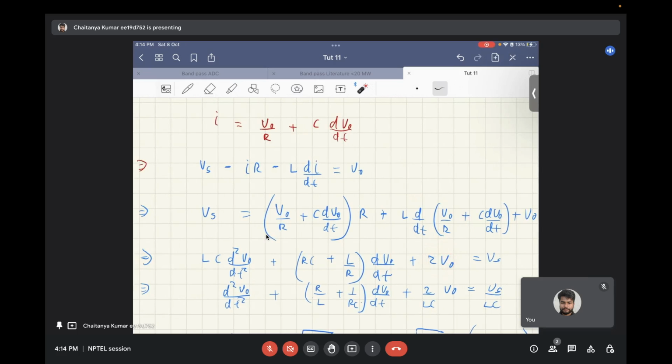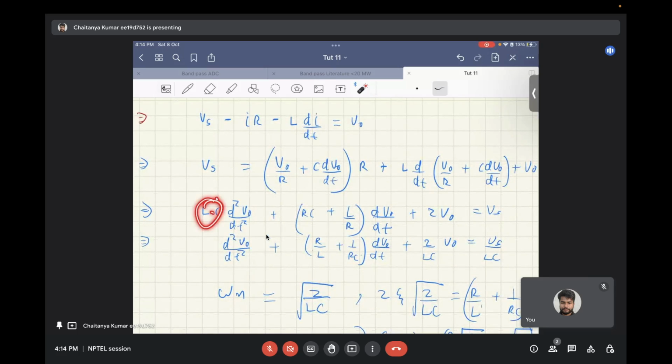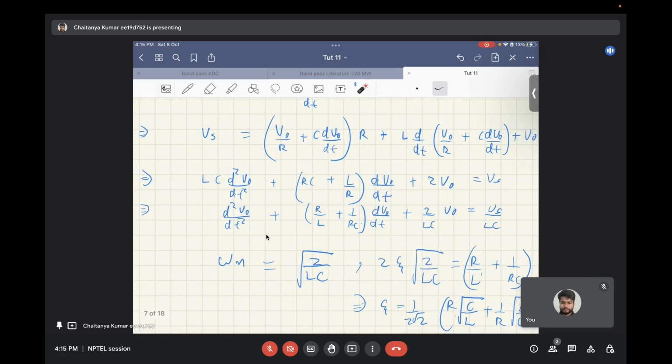And the zeroth differential is basically, so this R and R get cancelled. So one V naught from here, other V naught from here. So it comes out to be 2 V naught is equal to Vs. Now if we divide the complete equation by LC, we get d square V naught by dt square plus, now if it is divided by LC, this C cancels, so this gives you R by L plus 1 by RC times dV naught by dt plus 2 by LC times V naught is equal to Vs by LC. So from here we get omega n.